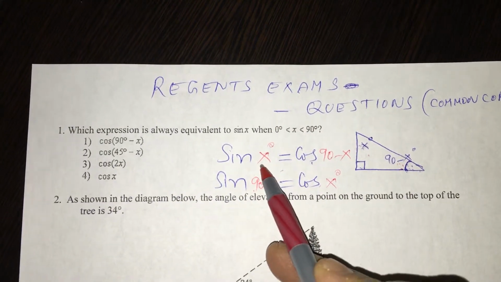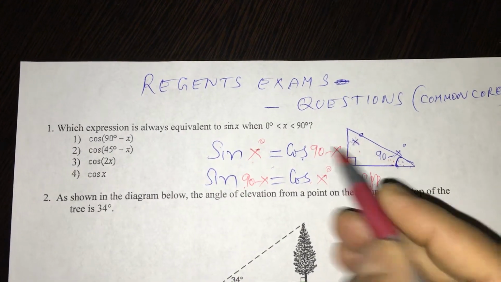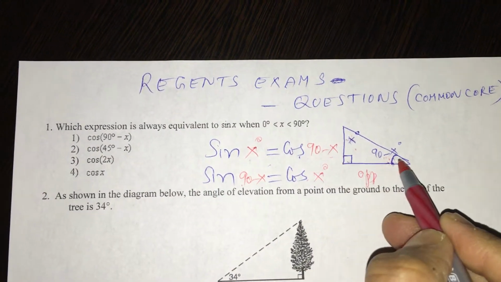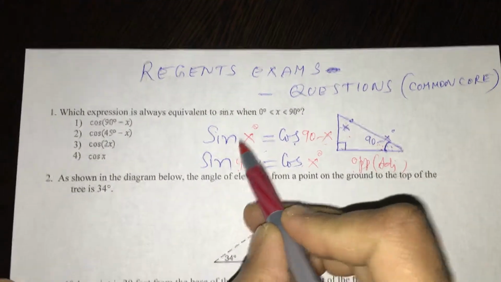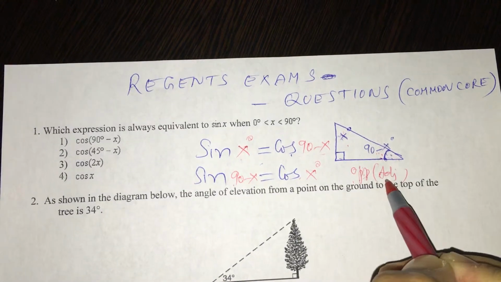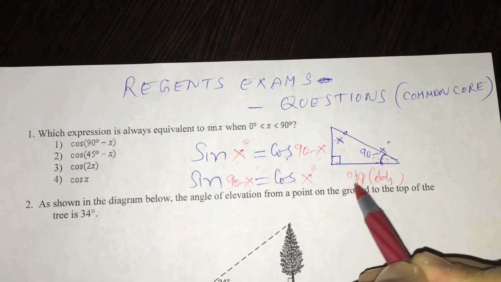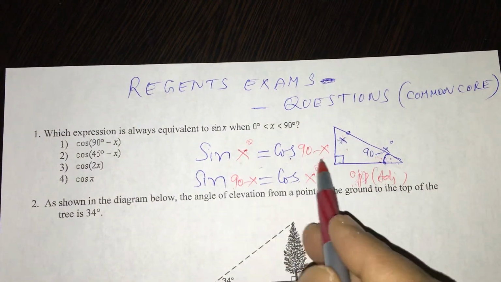That means sin x is the opposite side for sine. For cos 90 minus x, it is the adjacent side. You see, this is adjacent. That's why sin x is opposite over hypotenuse and cos 90 minus x is adjacent over hypotenuse. That means this opposite and adjacent are the same side for this and this. That's why they are equal like that.